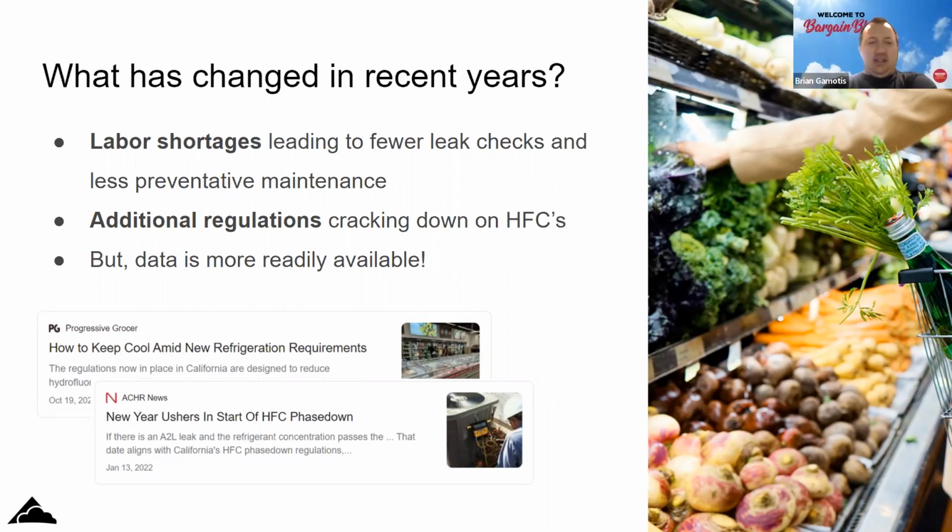Well, it hasn't changed our approach. We still want those boots on the ground. What has really changed is that I have to have a little more patience to give my contractors time to get there and to do those leak checks.